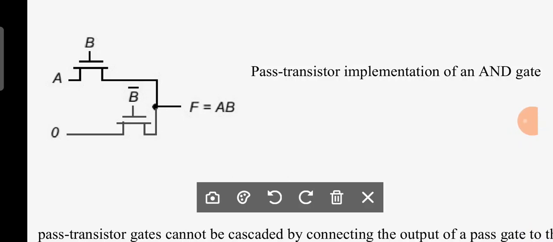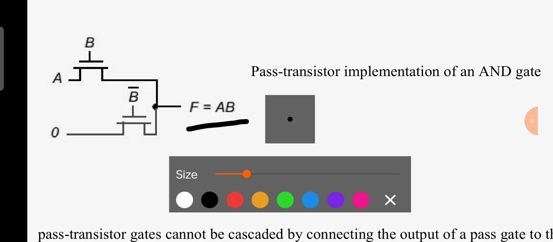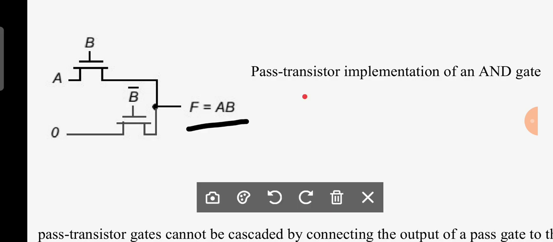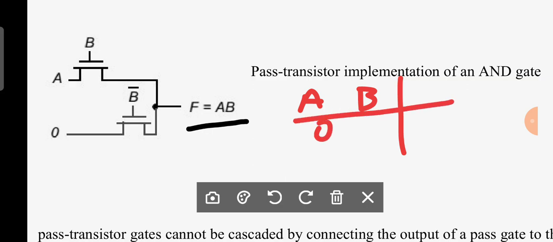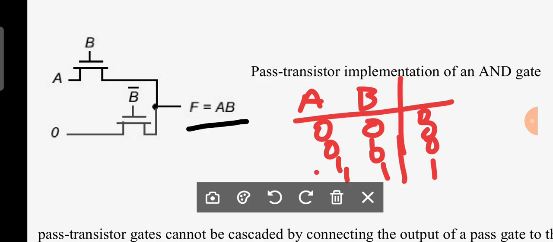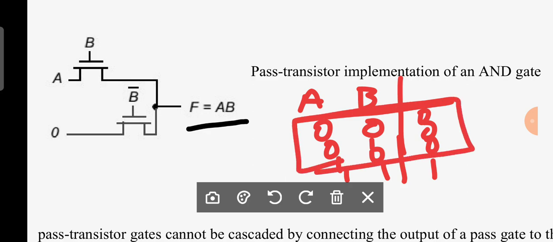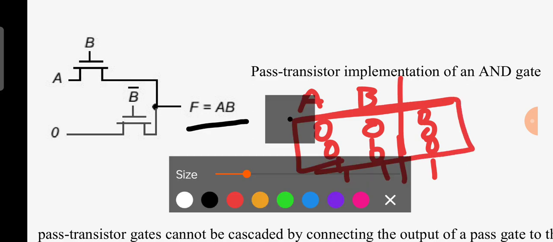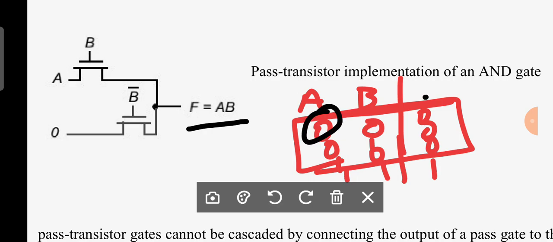Welcome back. In this class, we will see some other implementations using switch logic. Now you can observe this is an AND gate implementation using switch logic. When the two inputs are 1, it produces an output of 1. For the remaining combinations, it produces an output of 0. That means if one of the inputs of an AND gate is 0, then automatically the output is 0.